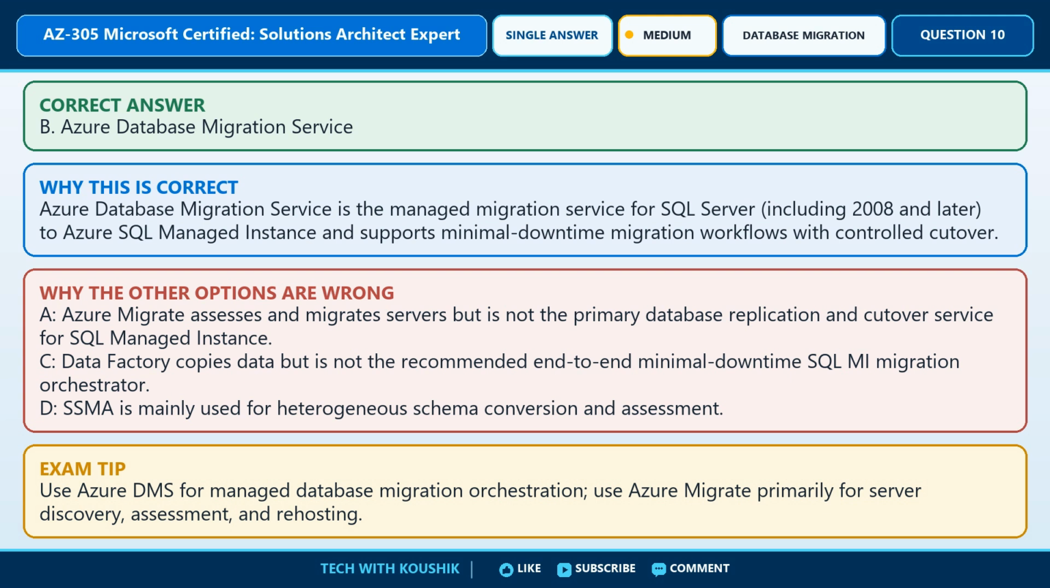The alternatives can be eliminated because A, Azure Migrate assesses and migrates servers, but is not the primary database replication and cutover service for SQL Managed Instance. C, Data Factory copies data, but is not the recommended end-to-end minimal downtime SQL MI migration orchestrator. D, SSMA is mainly used for heterogeneous schema conversion and assessment. Use Azure DMS for managed database migration orchestration. Use Azure Migrate primarily for server discovery, assessment, and rehosting.